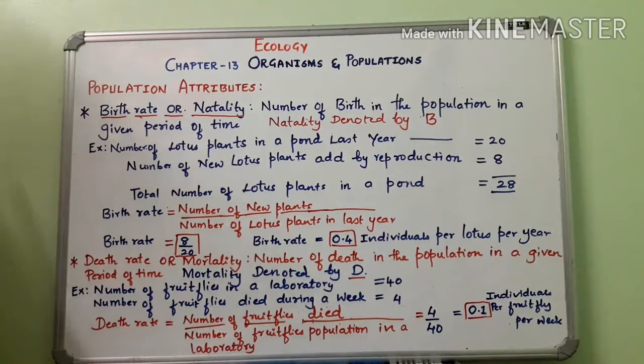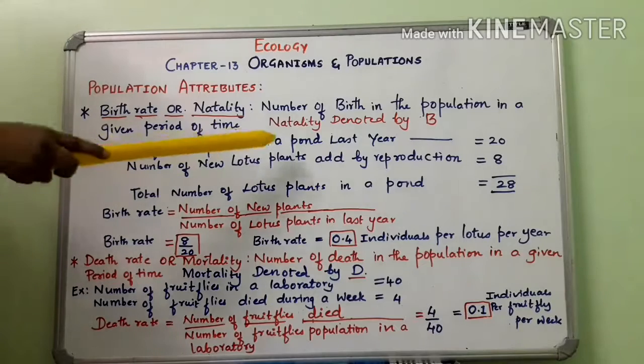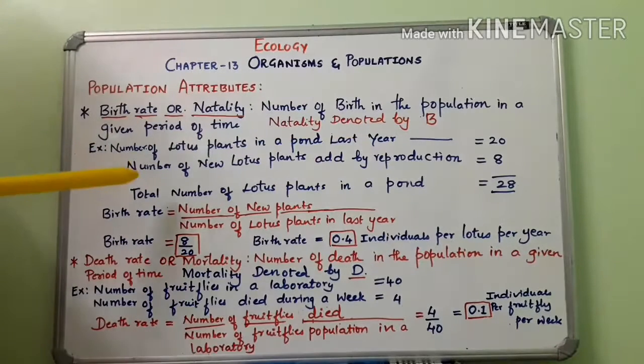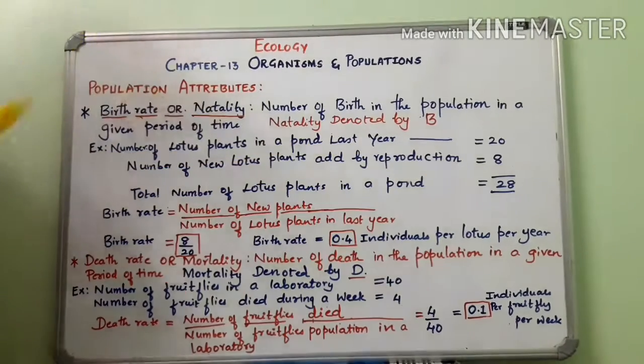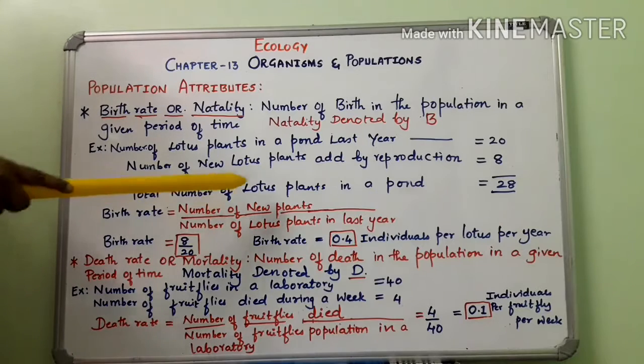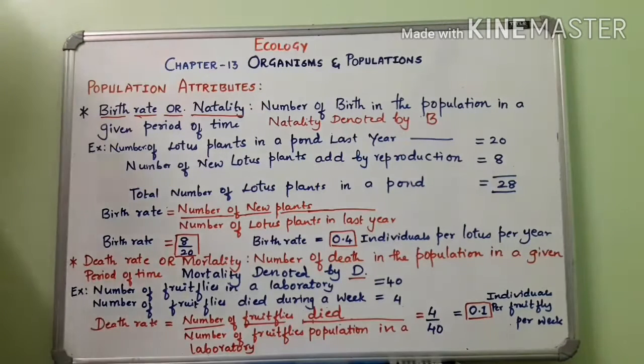The example is given of how we are going to calculate the same species population in a given area. Here, in this example, we have taken a pond where the same species of lotus exist. The number of lotus plants in the pond last year is 20. The number of new lotus plants added by reproduction in the same pond is 8. Then the total number of lotus plants in the pond is 28.